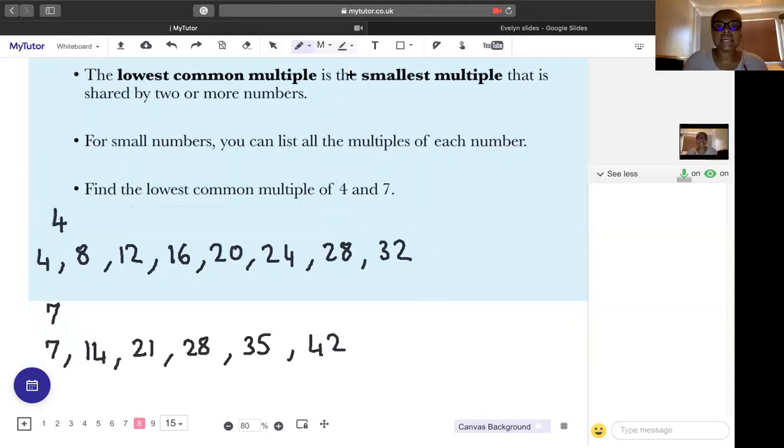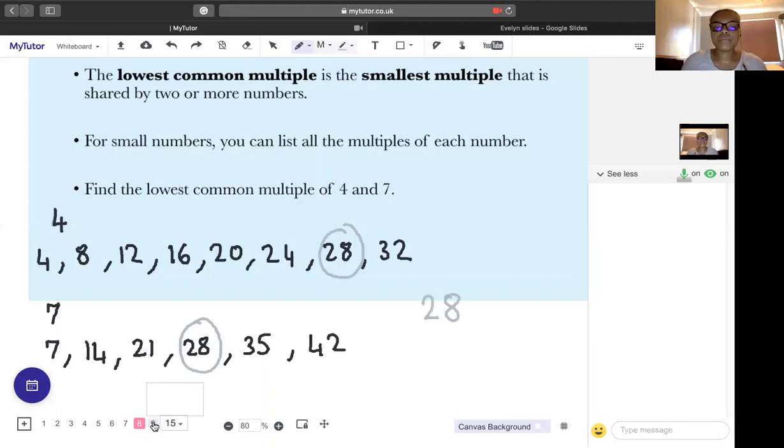So already, I can see a number which is common in both multiples of 4 and multiples of 7. And this number is 28. So since this number is the only number so far that we have found, this must be the smallest number, which is a multiple and common in both the multiples of 4 and 7. So our lowest common multiple is 28.